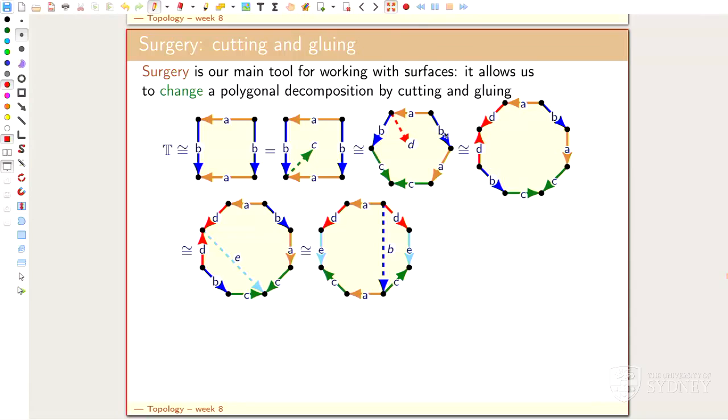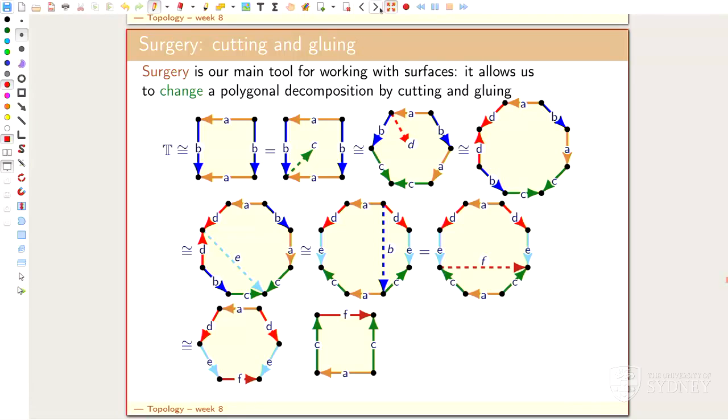Or you can do it like this. I did it the other way around. That's fine. So if you cut along E, you get another edge E. You cut along B, you get another edge B, and so on and so on. Okay, so we end up in the end with something that looks very different, a sequence of cutting moves, and even with two polygons.